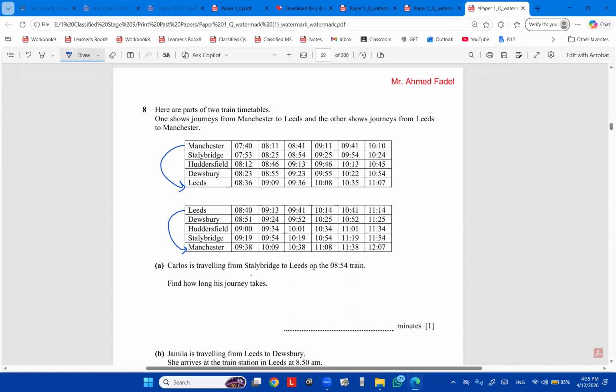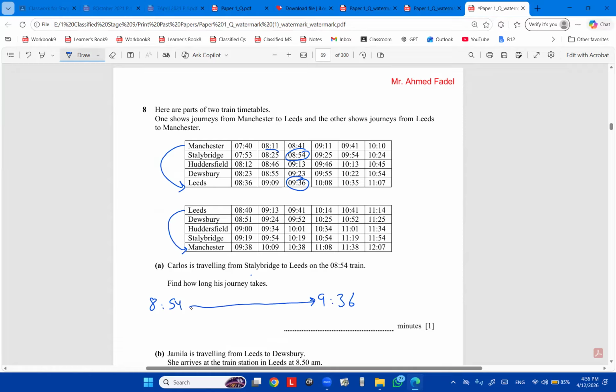Stalybridge to Leeds on the 8:54 train, which is this one. Find how long his journey takes. Well, he's going to travel from 8:54. He will arrive at 9:36 in Leeds. So how long is that?